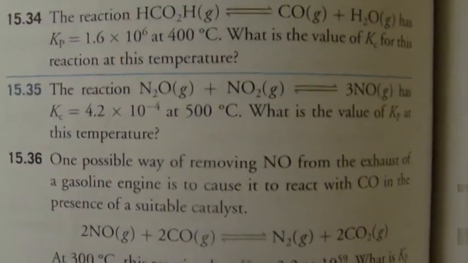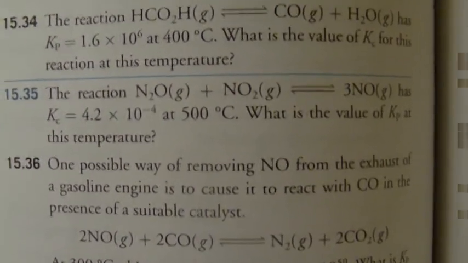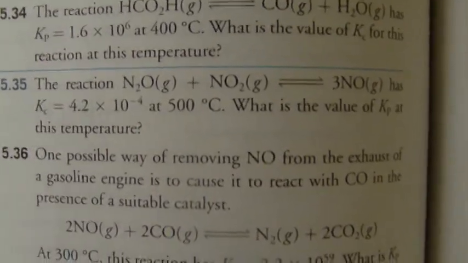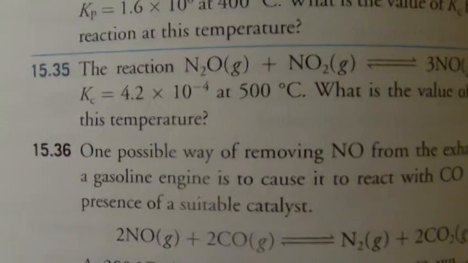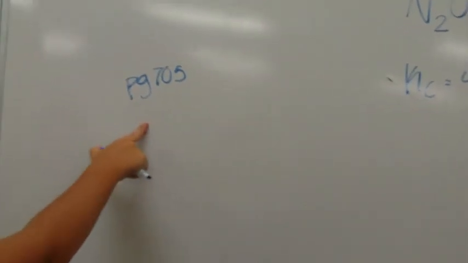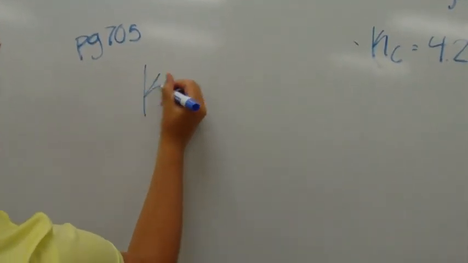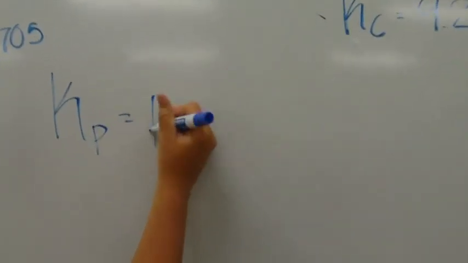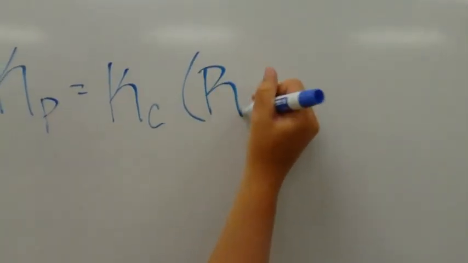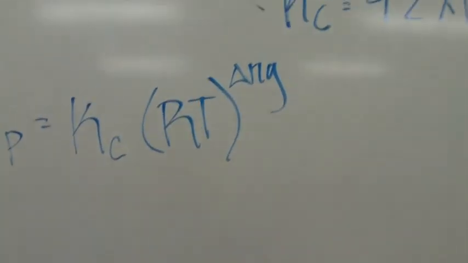(15.35) The reaction shown here has a Kc value of 4.2 times 10 to the -4 at 500 degrees Celsius. What is the value of Kp at this temperature? Alright, so for this one, one last time, we're going to be using the equation on page 705, relating the Kp to the Kc. So I'll write that out, just so we're all clear. Kp is equal to Kc times RT to the change in number of moles of gas.